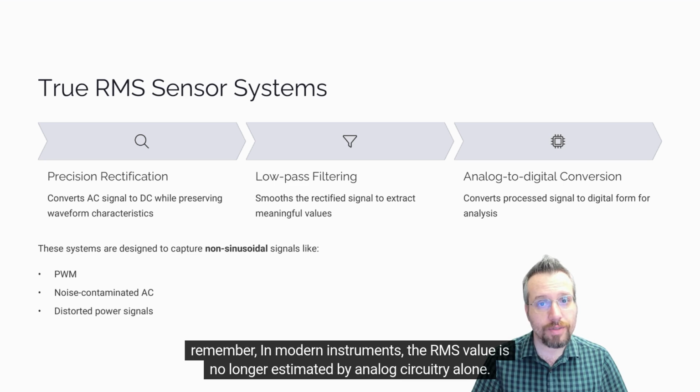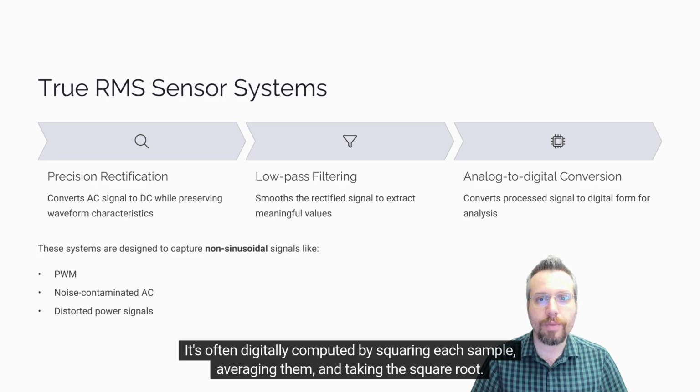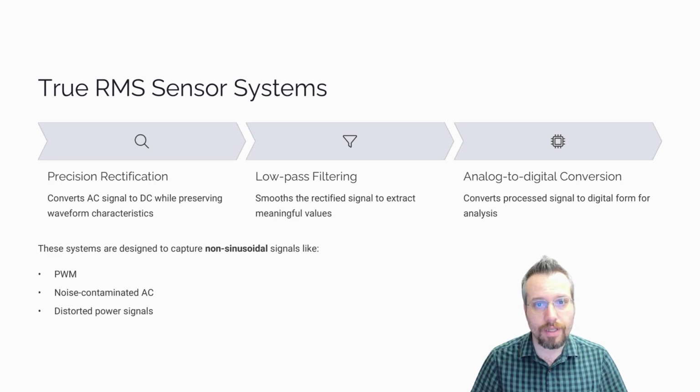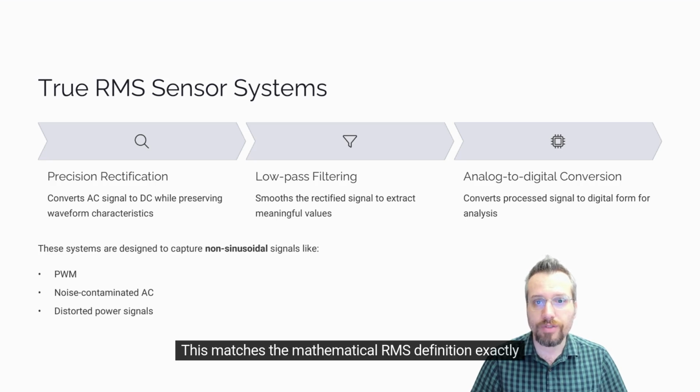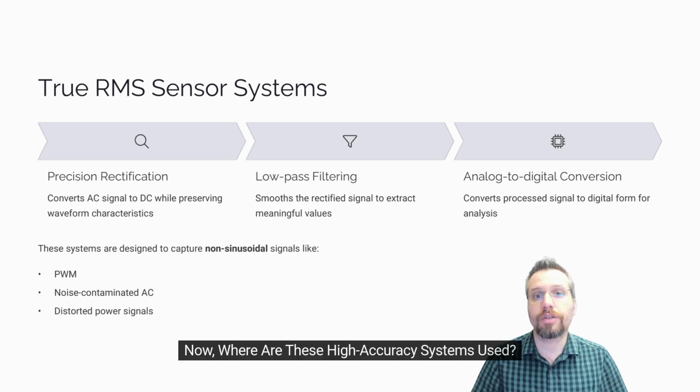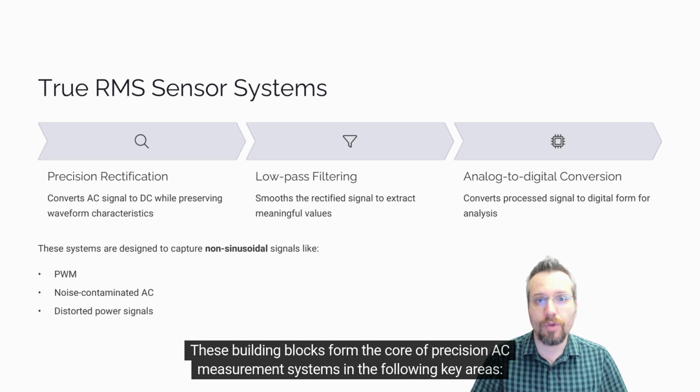Remember, in modern instruments, the RMS value is no longer estimated by analog circuitry alone. It's often digitally computed by squaring each sample, averaging them, and taking the square root. This matches the mathematical RMS definition exactly, even for distorted waveforms. Now, where are these high-accuracy systems used? These building blocks form the core of precision AC measurement systems in the following key areas.